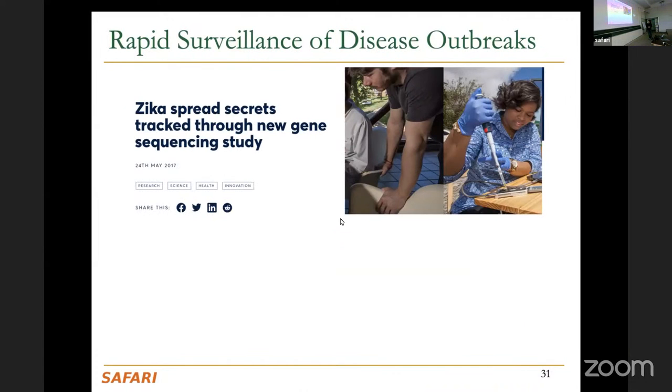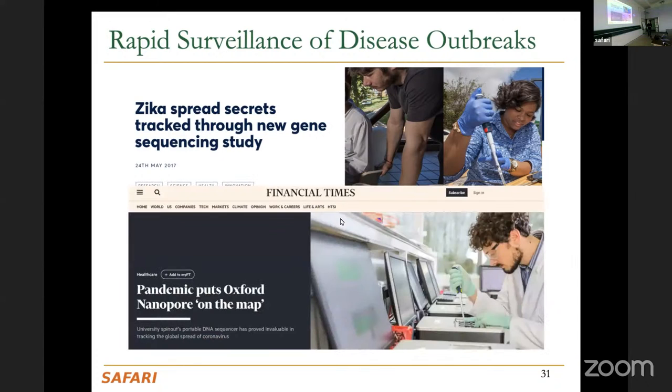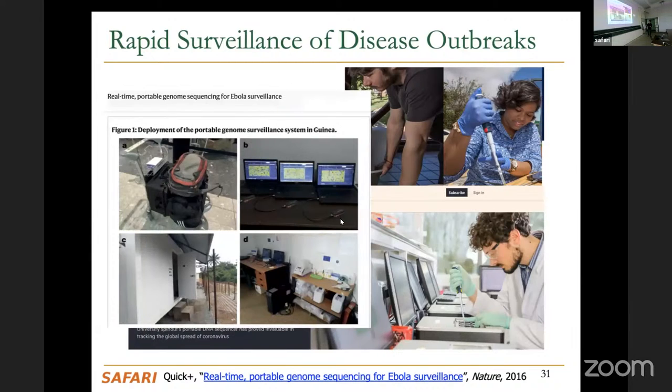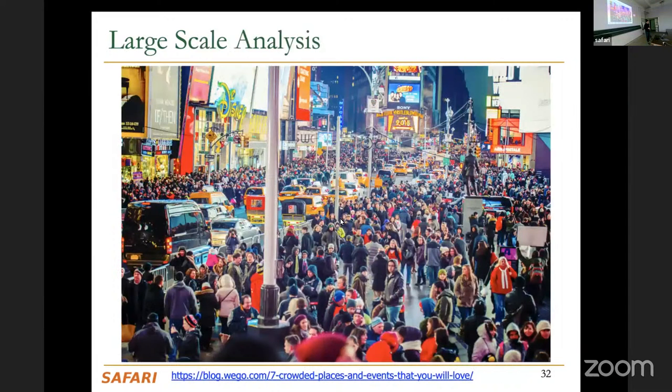Of course, if you can do it fast enough, then you can do rapid surveillance of outbreaks. For example, we already know that DNA analysis is used for understanding certain outbreaks such as the Zika virus, COVID, and also the Ebola virus as well. So these are the papers associated with it. If you're interested in these, you can check these papers. They are here, and the titles are there as well. So we can check how genome analysis is used for rapid surveillance analysis.